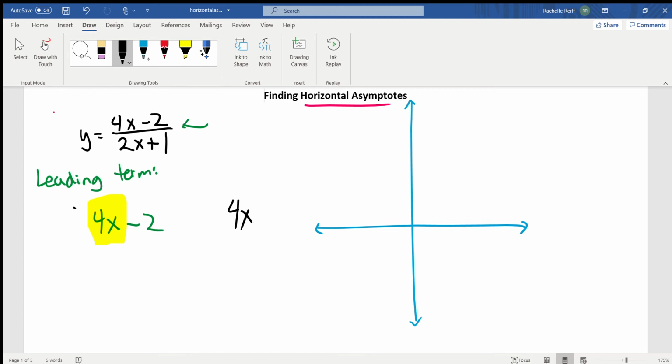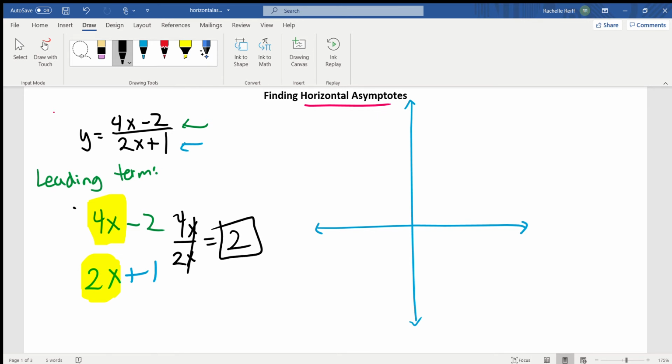Now what's the leading term of our denominator? Well, the leading term of our denominator is just this thing, which is 2x. So our leading term of the whole function is 4x divided by 2x. Well, could we simplify that? Sure, so let's write it over here. 4x divided by 2x is the same thing as 4 divided by 2, or in other words, just 2.